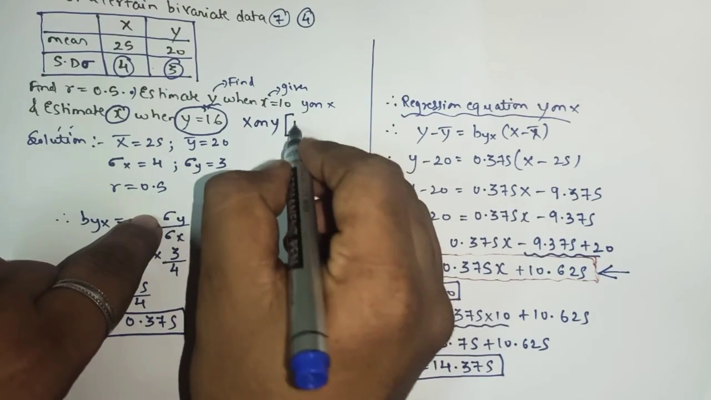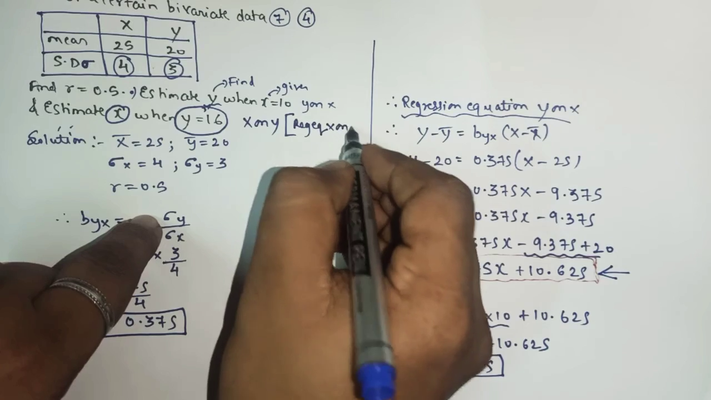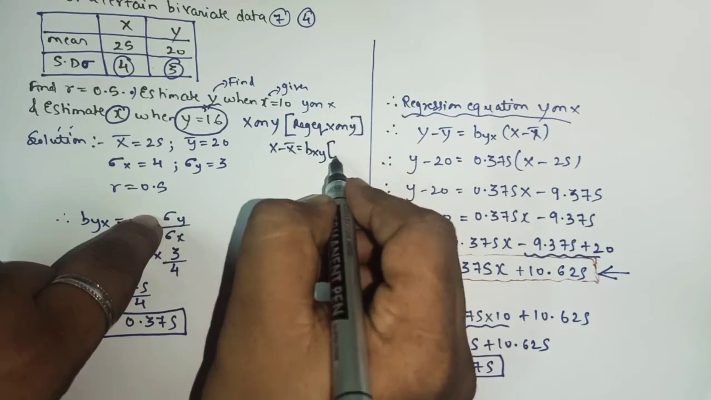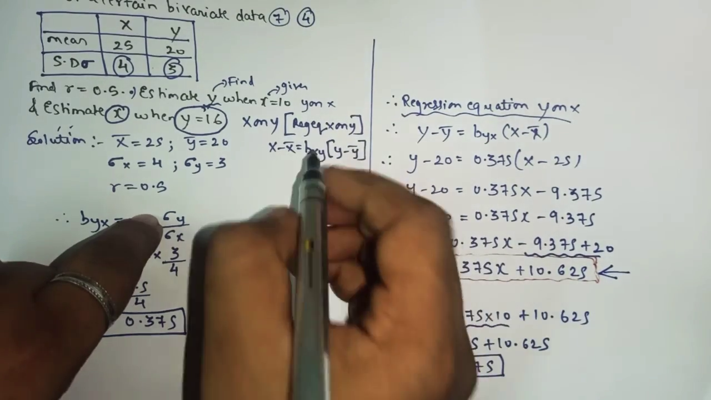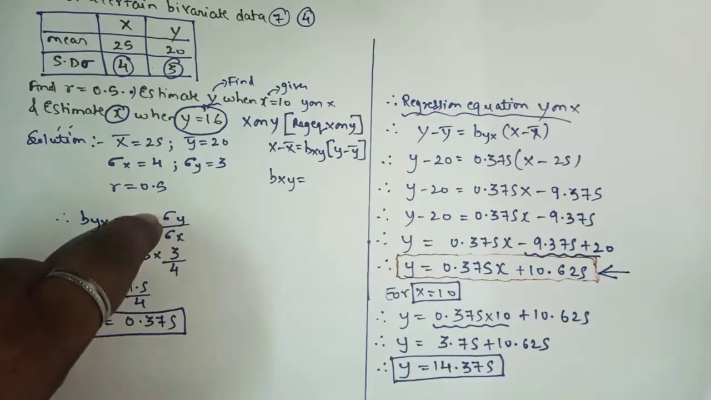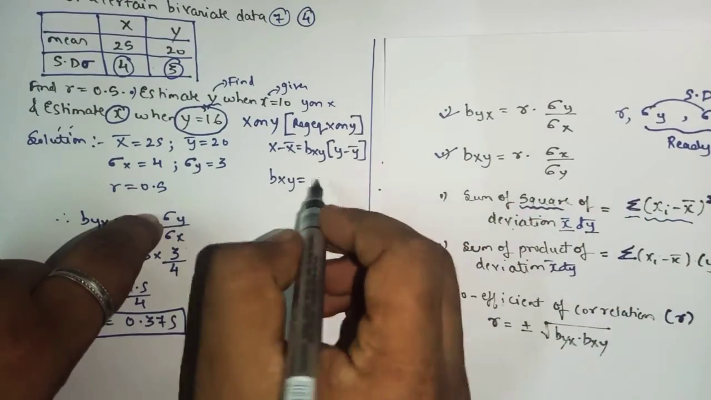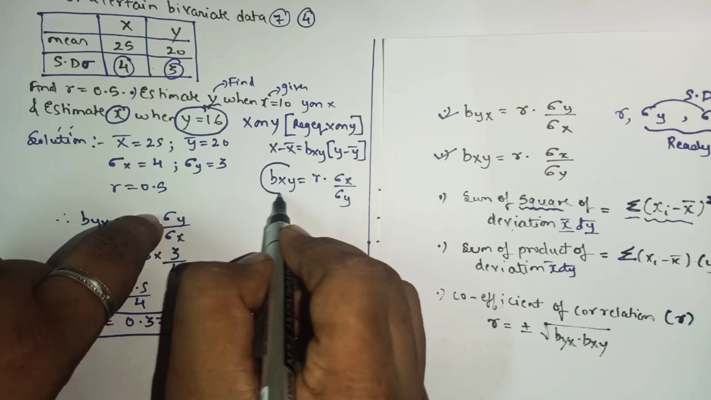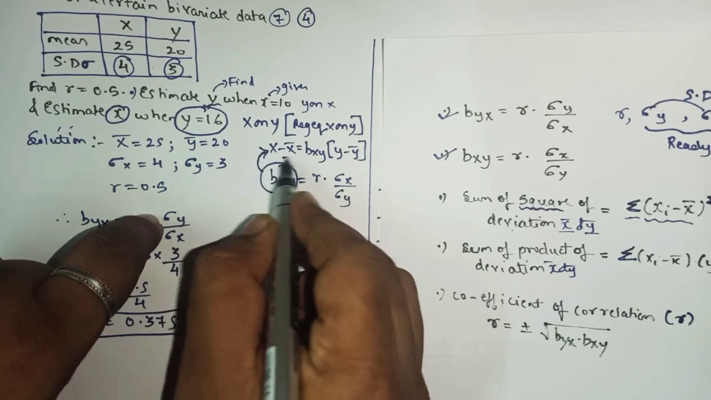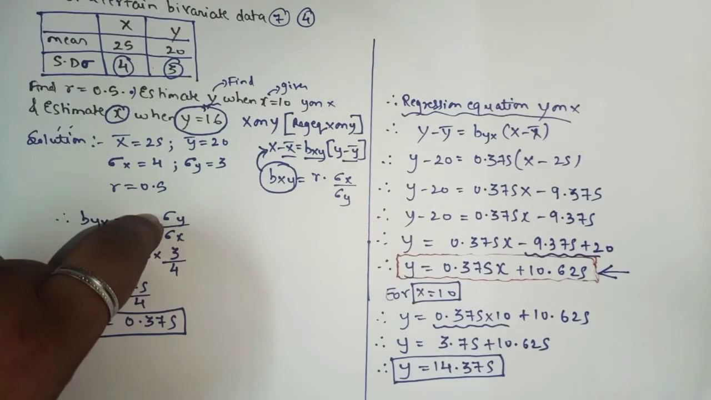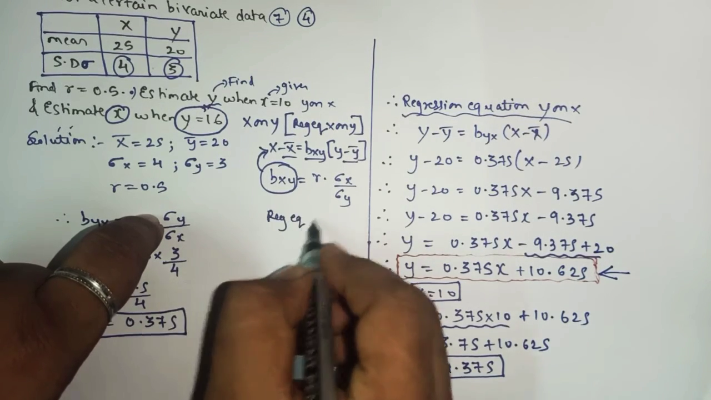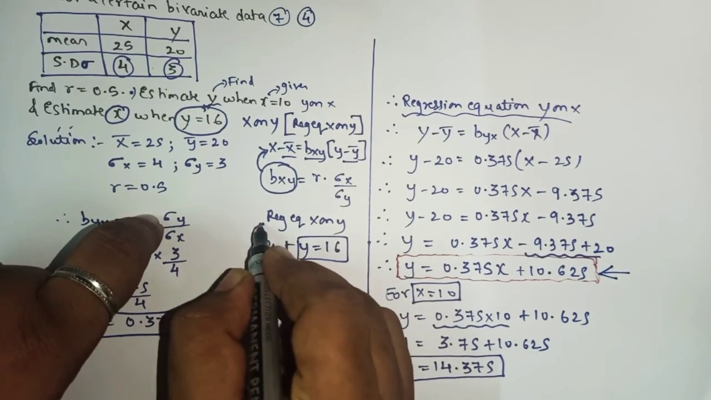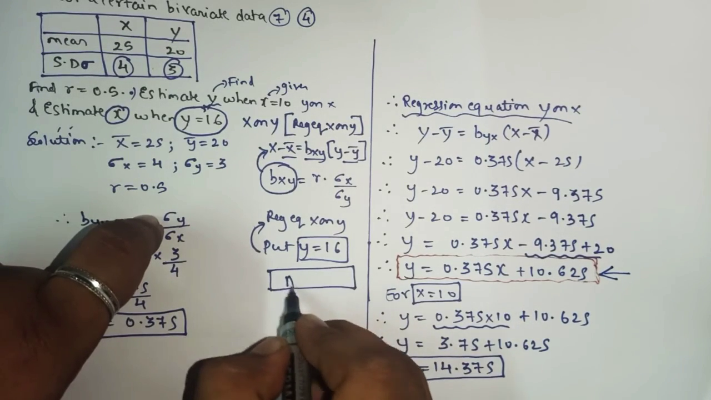So first you will find the regression equation x on y, yes or no, using the formula x minus x mean equals bxy times (y minus y mean). So first you will find bxy using the formula, which one? The fourth one, r into standard deviation of x over standard deviation of y, where you will get the value of bxy. Substitute all the three values, x mean, bxy and y mean, so you will get the regression equation x on y. Then put the value of y equal to 16 in the equation to get the final answer.